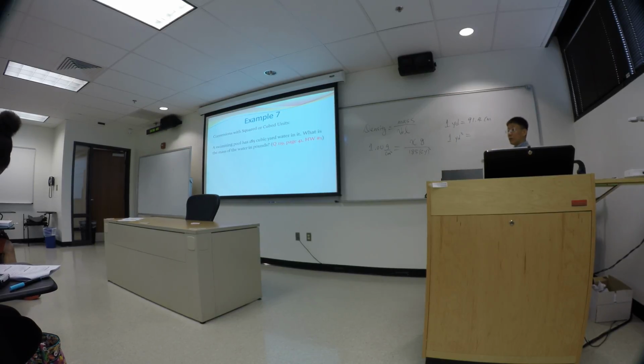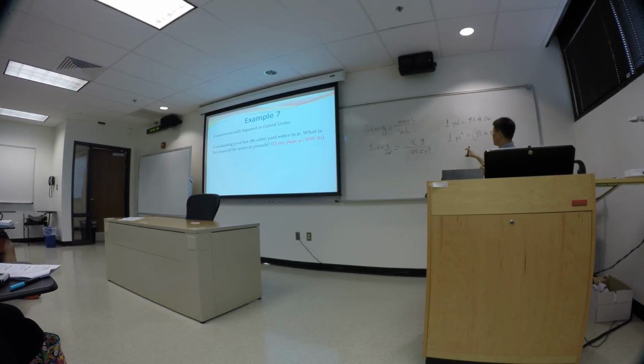How do we figure out the conversion factor, the secondary conversion factor? 91.4, the whole thing cubed. So basically 1 yard to the third power is 1 cubic yard, and 91.4 raised to the third power, centimeter raised to the third power. So this is the first thing that we need to do, figuring out the conversion factor first.